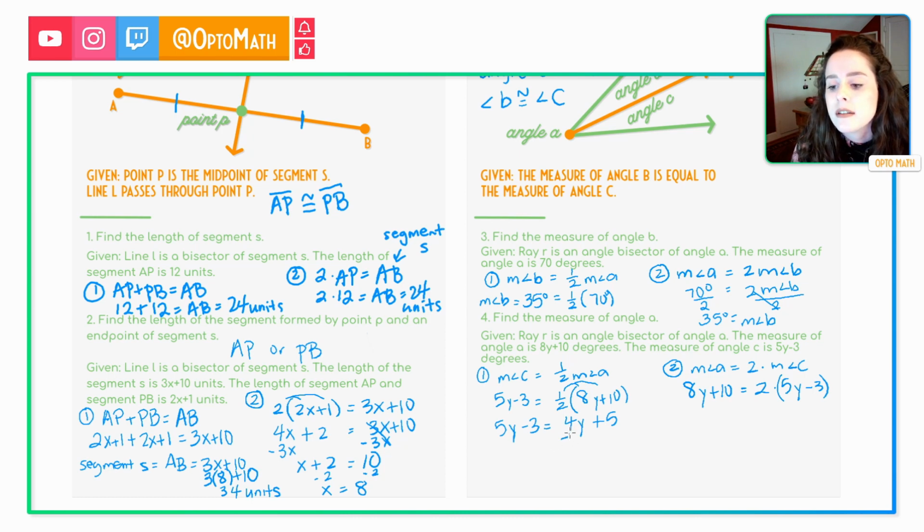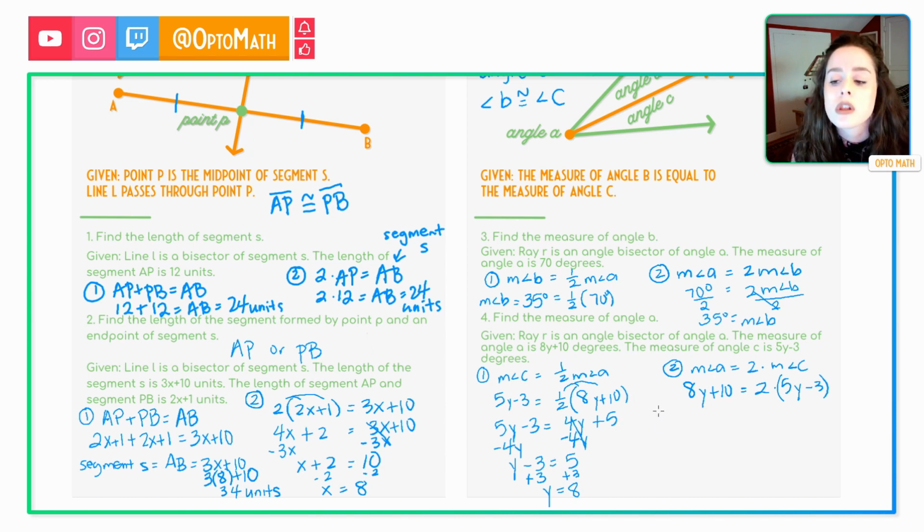We can subtract 4y from both sides. And that's a 0 right there. And 1y on the left-hand side. And we still have the minus 3. And that equals 5. One more step into solving for y. Add 3 to both sides. And y is 8. Now, we're not done.